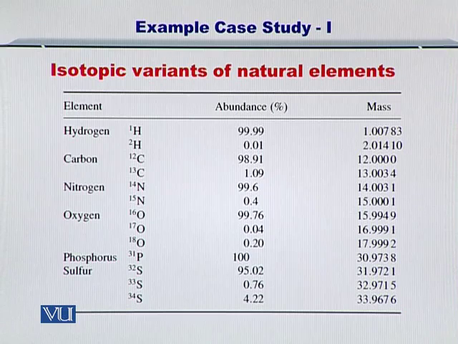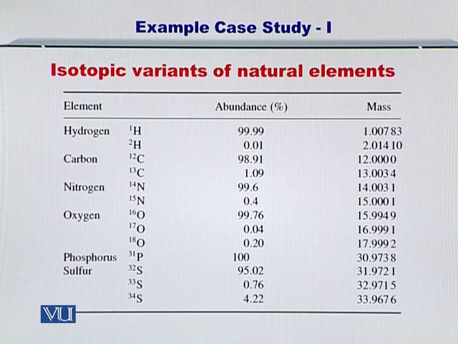Dear students, the naturally occurring elements in nature, for instance, hydrogen, carbon, nitrogen, oxygen, phosphorus, and sulfur, all have various isotopes. In case of hydrogen, you have hydrogen 1 and hydrogen 2. So, if you have two different isotopes, it means hydrogen may exist with two different masses or molecular weights. Moreover, the abundance of each isotope varies. For instance, hydrogen 1 has an abundance of 99.9%.